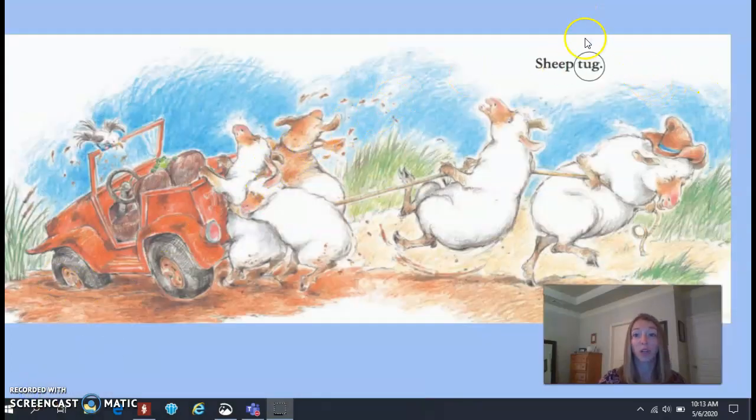Let's look at this word, tug. Can you try it with me? Let's reread sheep tug. Now let's try to act out what they may be doing. Let's look at the picture. Oh, they're not pushing anymore and they're not shoving. Instead, now they're tugging to try and get it to move. Good job.